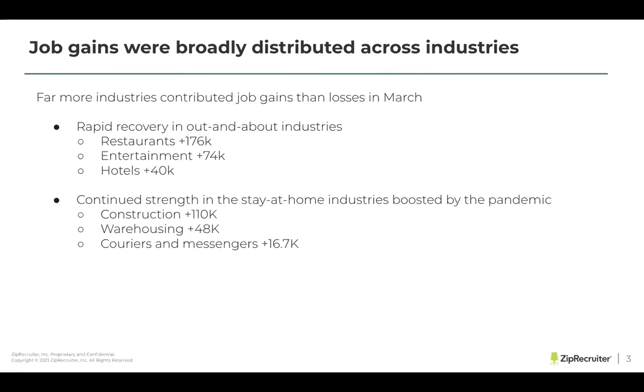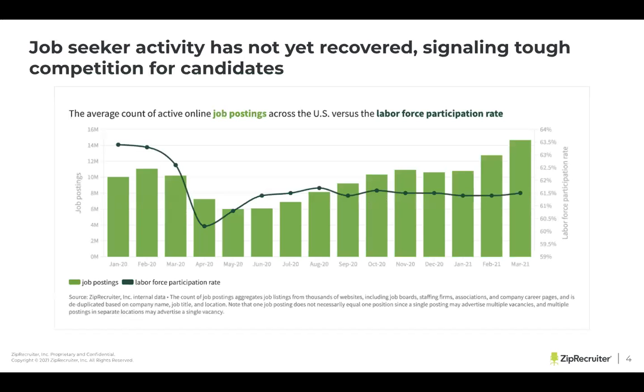At the same time, we're seeing continued strength in stay-at-home industries boosted by the pandemic. Construction jobs, everyone's buying a house right now. The construction market is seeing about 110,000 job postings in the month of March. Warehousing, which includes employers like Amazon, Target, and Walmart, is posting about 48,000 jobs across the United States. And couriers and messengers are hitting about 16,700 job postings. So all that's great news.